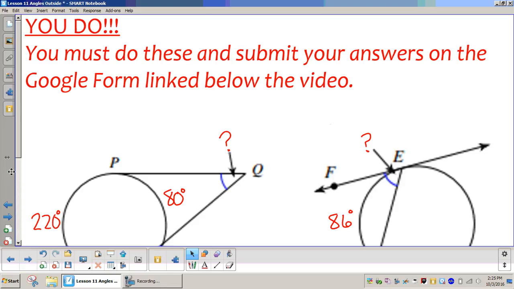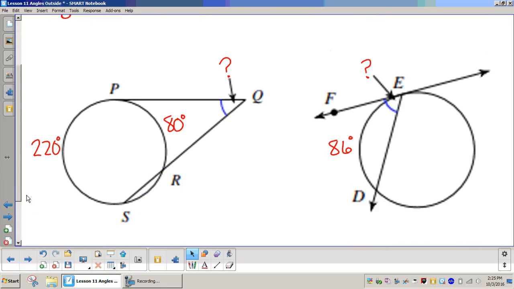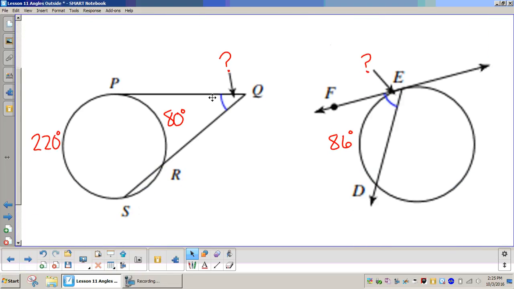So there's two you-dos here. Try these two problems. I have one here with a tangent segment and a secant segment, and then I have one with a tangent line and a secant line here. The two different scenarios we talked about in this lesson. Find question mark, submit your answers online with the Google form, and bring any questions you have to class.